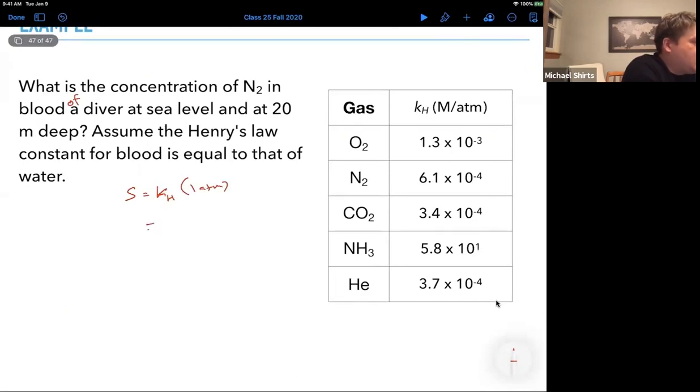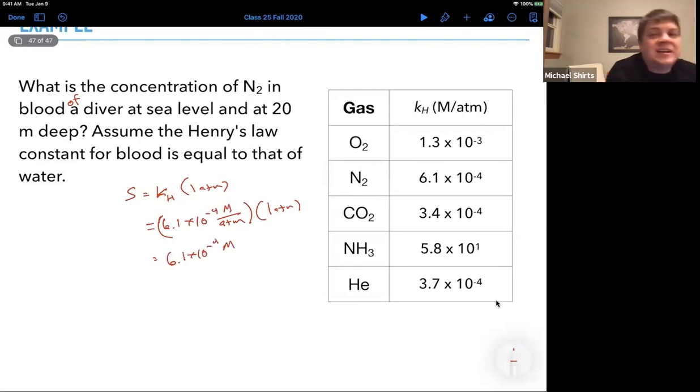And Henry's law constant for nitrogen is 6.1 times 10 to the minus 4, and it has units of molarity over atmosphere. And so at 1 atmosphere, this is pretty straightforward. You would get 6.1 times 10 to the minus 4th molar nitrogen in the blood. So about 1 part in 1,000 of nitrogen. Okay.